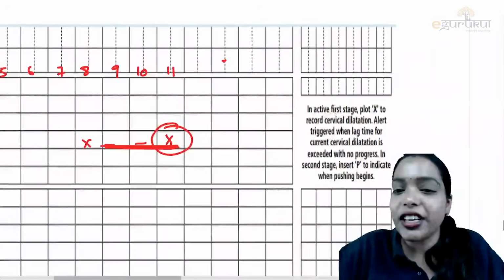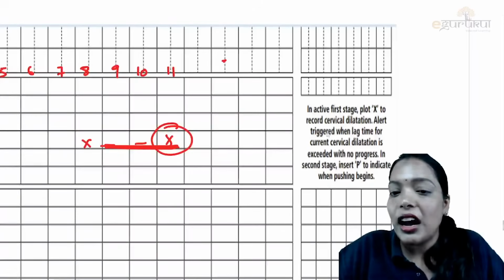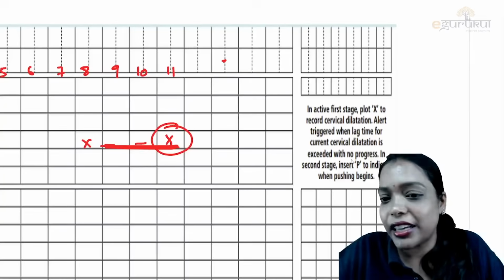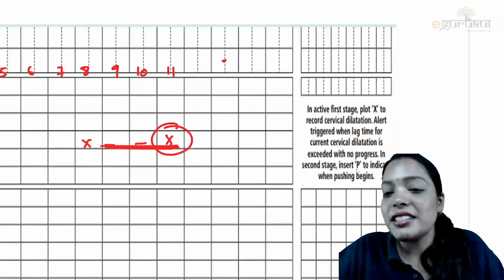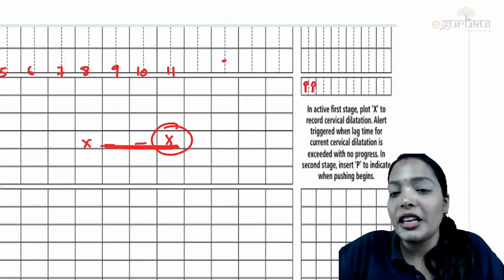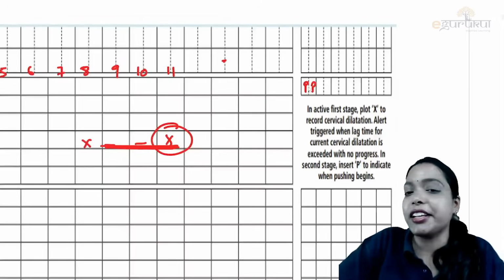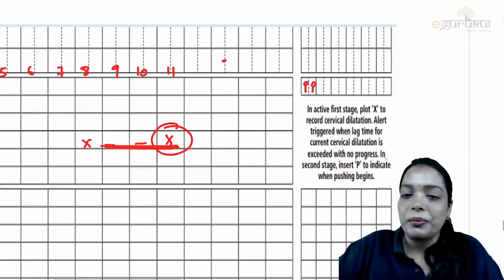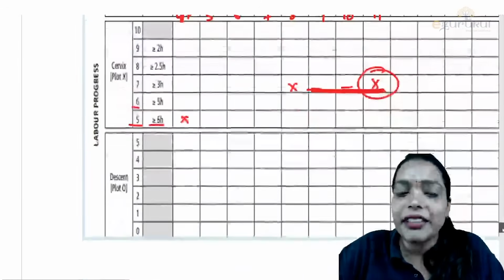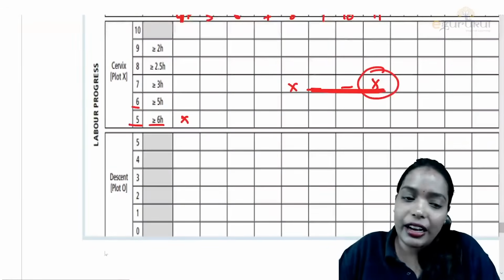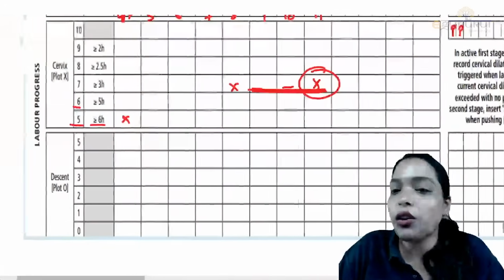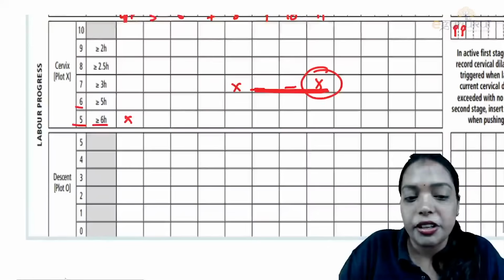So in the active first stage, the alert is triggered when the lag time for the current cervical dilatation exceeds the no-progress limit. In the second stage, we write P to indicate pushing. She's pushing, there's no dilatation here, so you just write P. And for descent, there is no alert column. Let the descent progress however it has to. There is no alert column for descent in this new WHO Labour Care Guide.